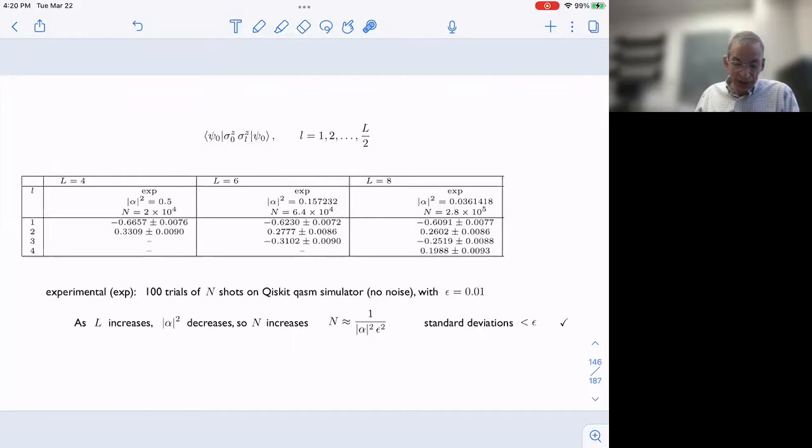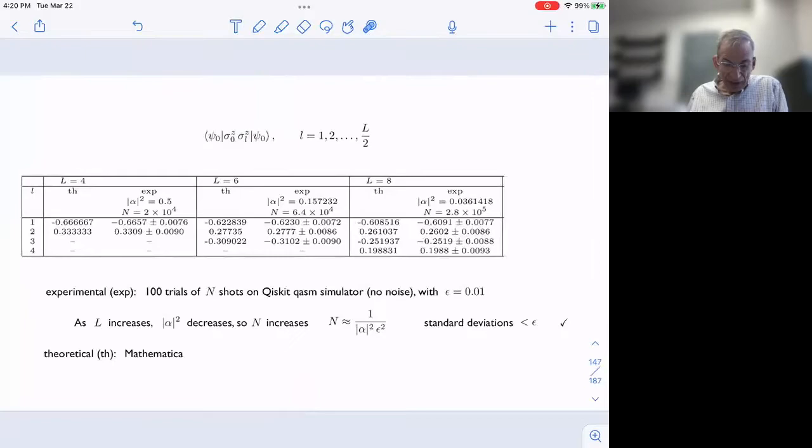And so here's the results. These are results for L equals 4, results for L equals 6, and results for L equals 8. So this is the mean and the standard deviation from 100 trials. And so you can see that the standard deviations are consistent with this 1% error that we imposed. And now I introduce another column, which is the theory column. You can easily compute these correlation functions, say with Mathematica, and this is the result here. So this is exact. And you can see that the experimental values are not too bad compared to the exact results. So basically it's working.